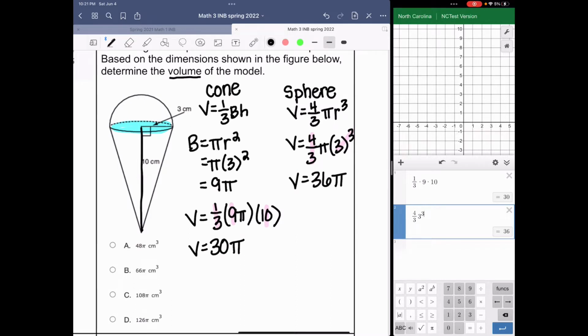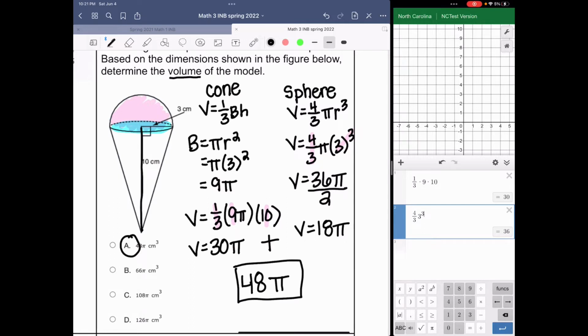Now, I need to divide that in half, because if I divide it in half, that gives me half of the sphere. And I only want half of the sphere because that's all I have for the ice cream cone. I don't have a whole sphere. So when I divide that, my volume is going to be 18 pi. And then, of course, I'm going to add those two together to make the whole thing. So that's going to give me 30 pi plus 18 pi is going to be 48 pi. So my correct answer is A.